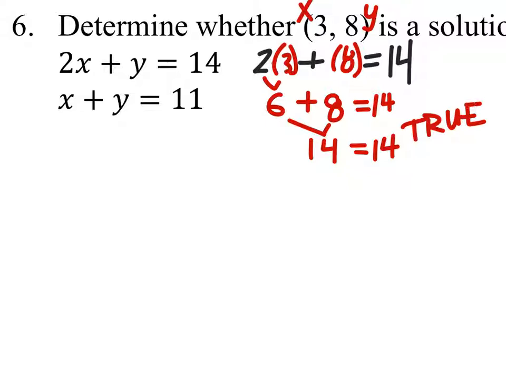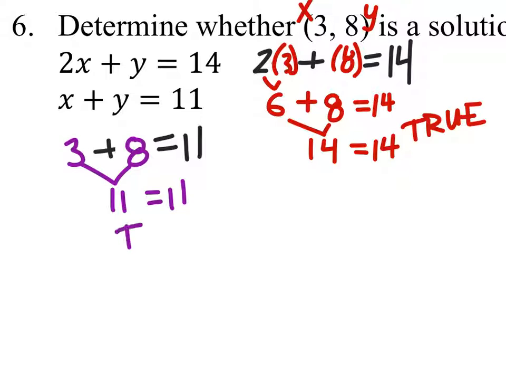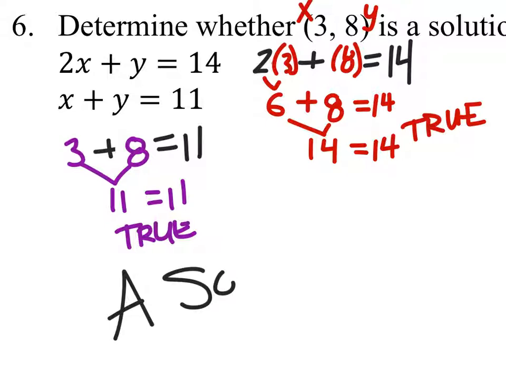But that's not all. We got to do it to the other equation. X plus y equals 11. But again, I'm going to replace x and y with 3 and 8. 3 plus 8 is 11. Does equal 11. That's true. So this one is a solution.